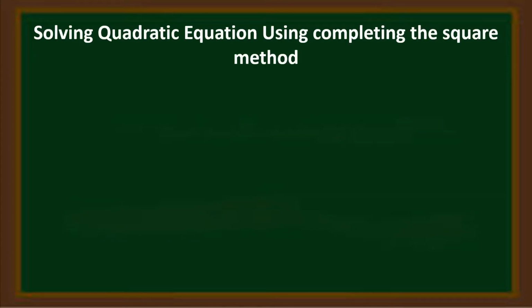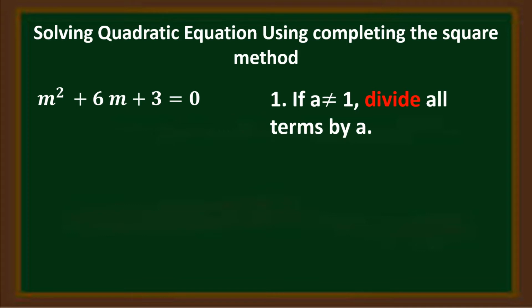We'll now be solving quadratic equations using the completing the square method. Our first equation is m squared plus 6m plus 3 is equal to 0. Our first step is to divide all terms by a if a is not equal to 1. But for this case, the coefficient of the quadratic term is equal to 1, so there's no need for us to perform step number 1.